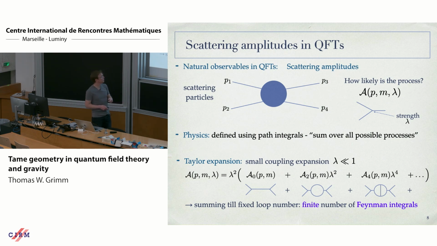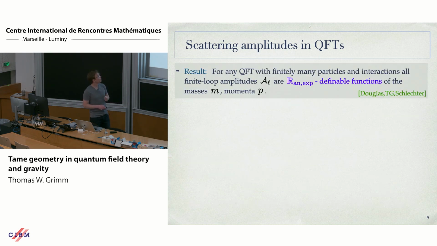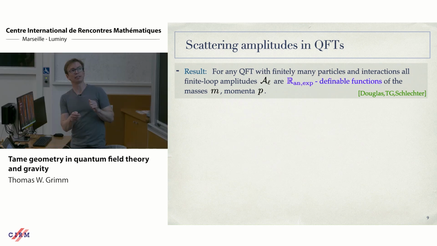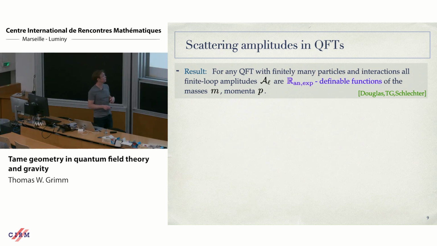Okay? Now, the key point is that, taking this machinery and these explicit expressions for these amplitudes with a small label L, like really the Taylor coefficients, we have shown that if you have finitely many particles and interactions between them, then these finite loop amplitudes A_L are actually definable in the o-minimal structure R_an,exp. And they are definable as functions of these masses of the particles and these momenta p of the particles. Okay?